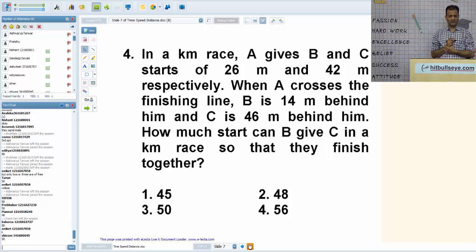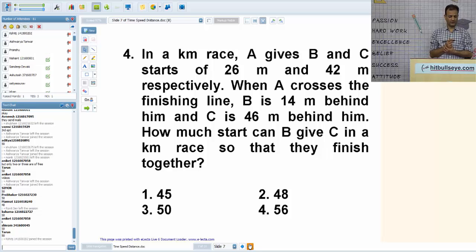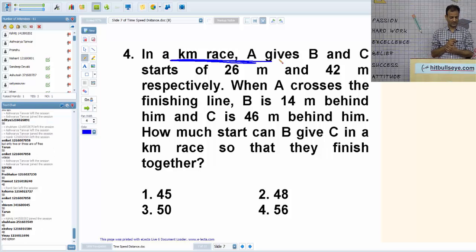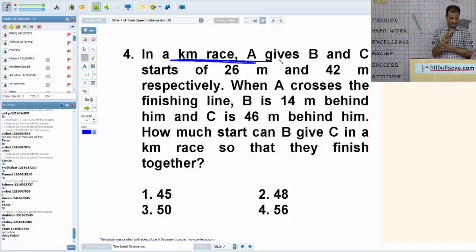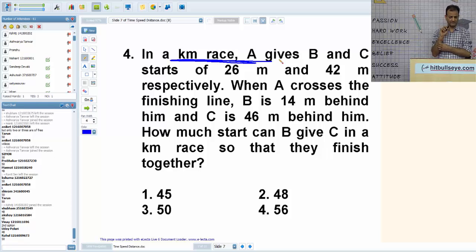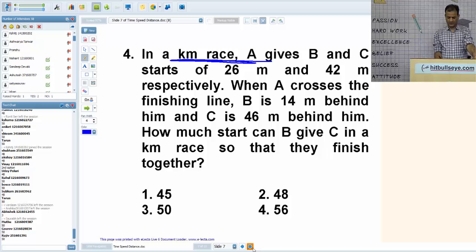Mannat 48, Prabhakar 50, Simon 50, Shivan 50. Very basic question. But most of students, they are afraid of the term race. Second option, Akshay, Shubham 48, second option. You are not doing it right, friends. 48. Answer is 50. Now, hardly this question should require 1 to 2 minutes after reading.